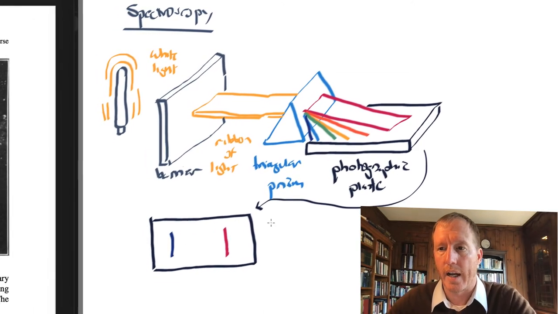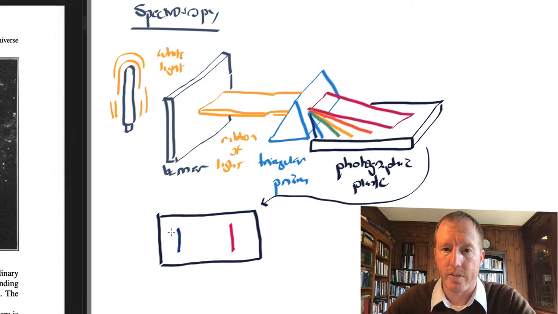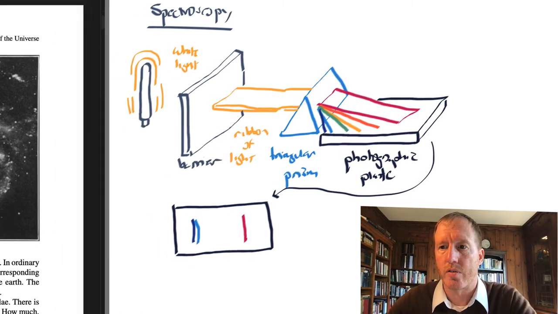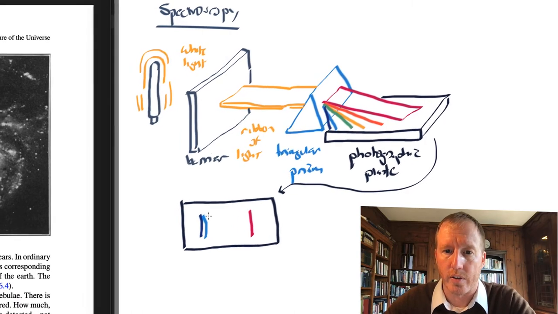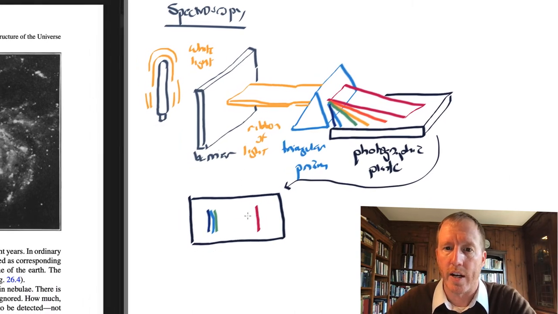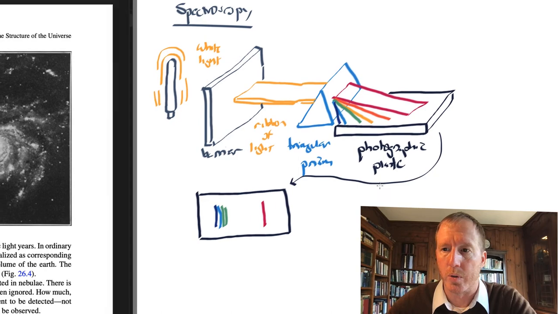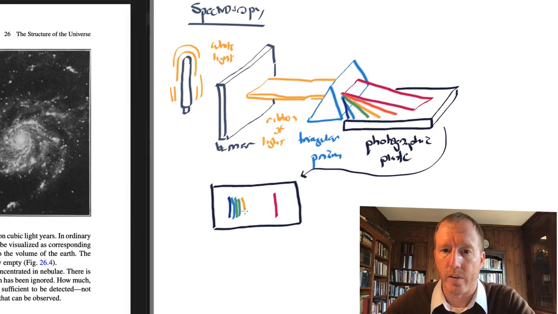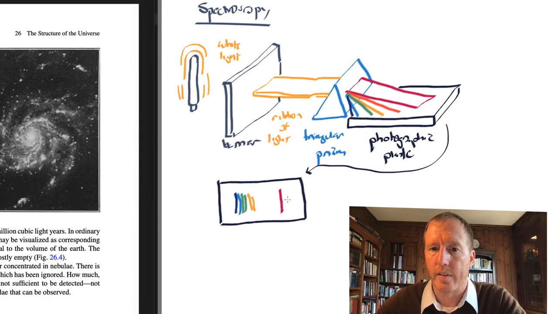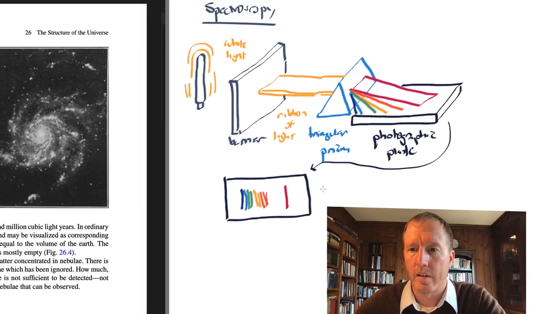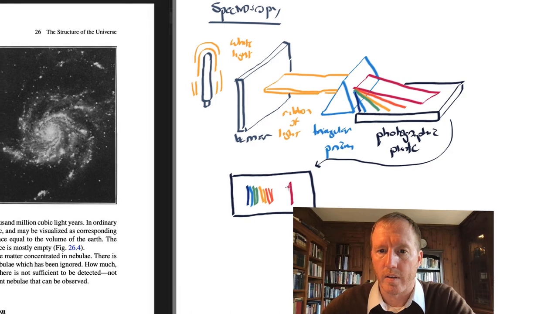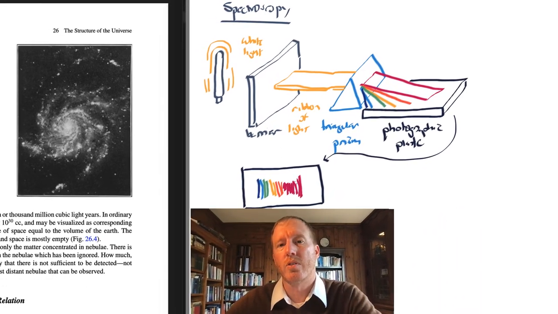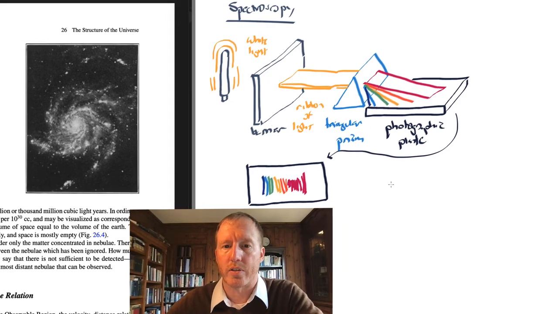And what I want to suggest is that if this is white light, you'll find a continuous distribution of these colors. That is, there's a kind of continuous fading from violet and blue to green to yellow to orange to red. And I kind of colored it in like this. So there's this continuous spectrum.